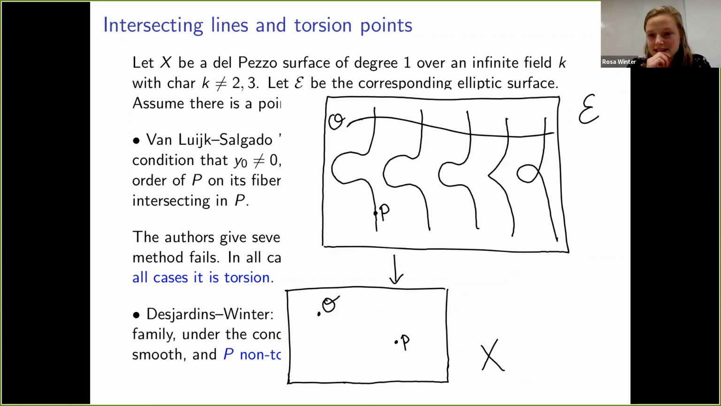So this is again the picture. Here we have our Alpeza surface X. We have the point O that we blow up, that becomes a section. And this point P lies on some fiber upstairs. And the order of the point on this elliptic curve is usually contained in conditions about density.